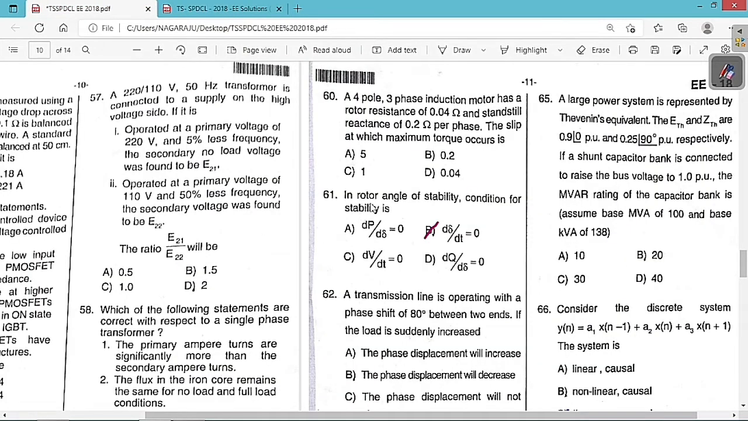Now we are going to discuss the other question. In rotor angle stability, what is the condition for stability? We have to find the basic condition for stability. There are 4 options. Option B, d delta by dt is equal to 0. So in rotor angle stability, the basic condition for stability is d delta by dt equal to 0. Now we'll discuss something more about this one.